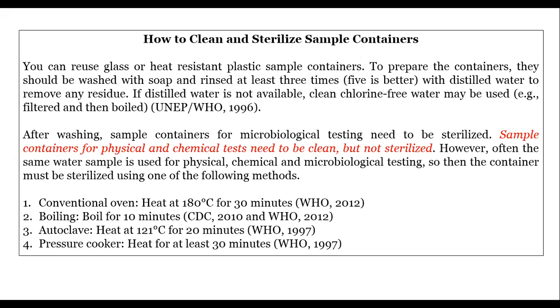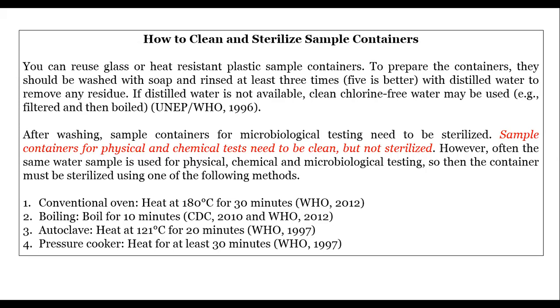So the first thing is that you must wash these containers with soap. You can rinse it at least 3 or 5 times with distilled water to remove any residue. For example, if you did the first sample collection maybe 1 month ago, and you want to go for another sample collection, this sample container has probably been there for some time and you have not used it. So you have to prepare it again before going out. This is why you have to use this kind of method. If distilled water is not available, clean chlorine-free water may be used, which means water which is completely clean, not water which has chlorine inside.